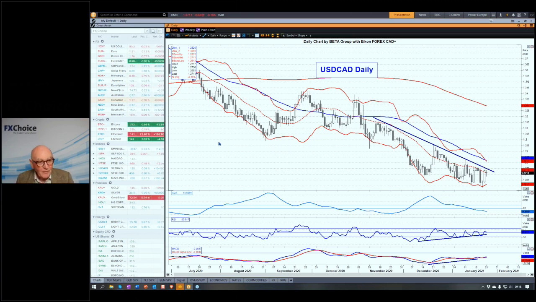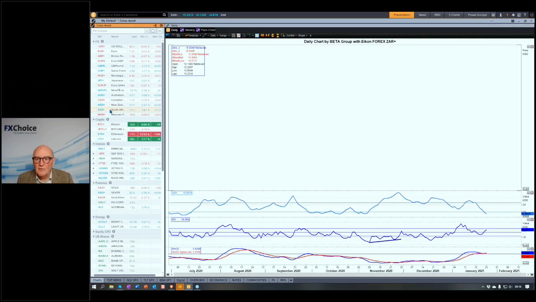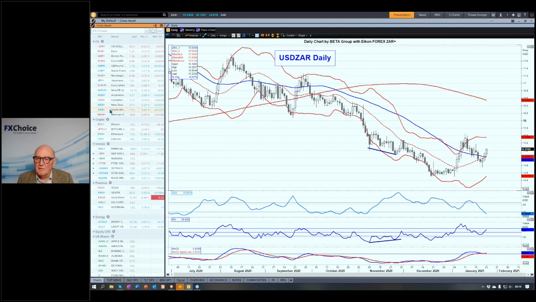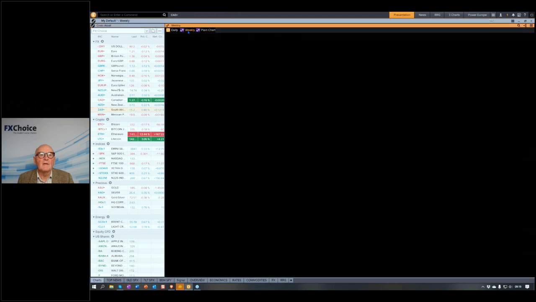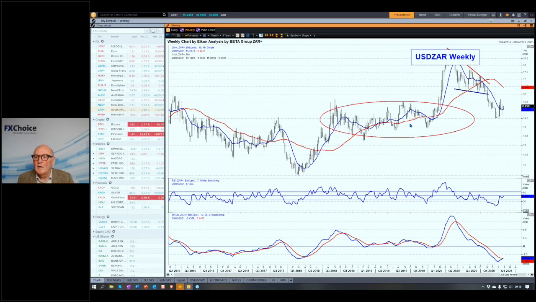So let's move on now. I've talked week after week, saying more or less the same thing on the Mexican peso and the rand. This is the last time I'm going to say it. These were great trades last year, but this is now the rand. Look at this on the weekly chart. This is what we're doing.